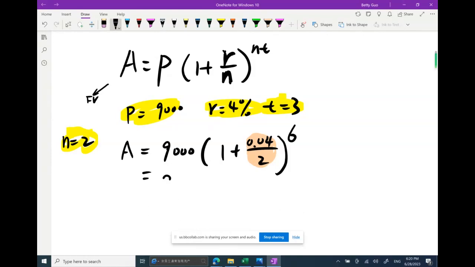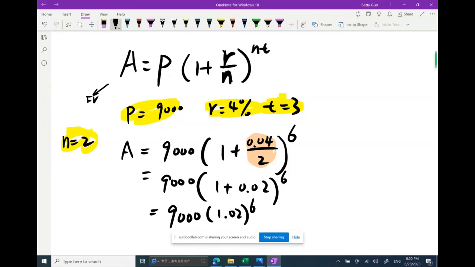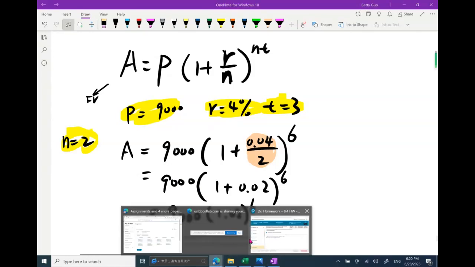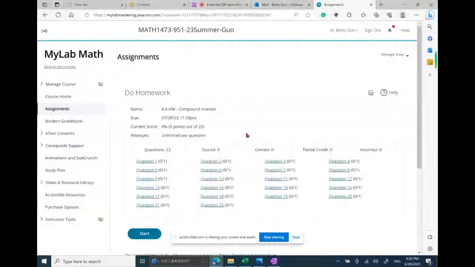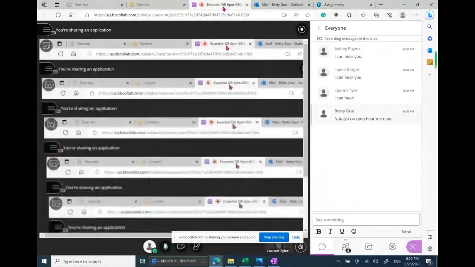And now let's calculate. All right, so 0.04 divided by 2 is 0.02, and then to the power of 6. And then 9,000 times 1 plus 0.02, which is 1.02, to the power of 6. Let me share my calculator. From this section, I'm going to frequently use the TI-84 calculator.